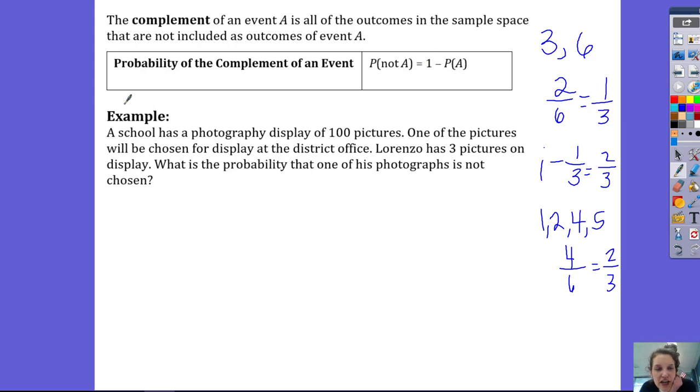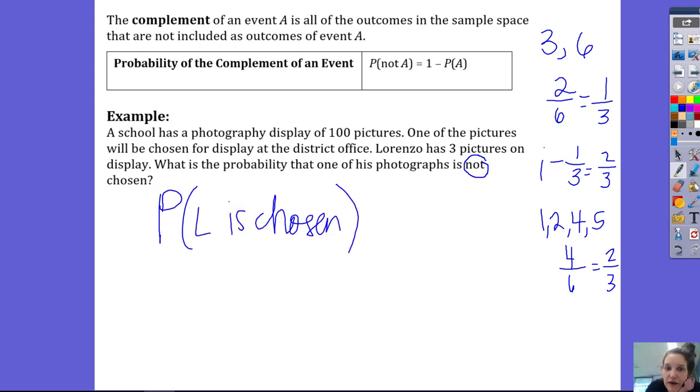Okay, a school has a photography display of 100 pictures. One of the pictures will be chosen for display at the district office. Lorenzo has 3 pictures on display. What's the probability that one of his photographs is not chosen? So what's the probability that one of Lorenzo's is chosen? That would be 3 out of 100.